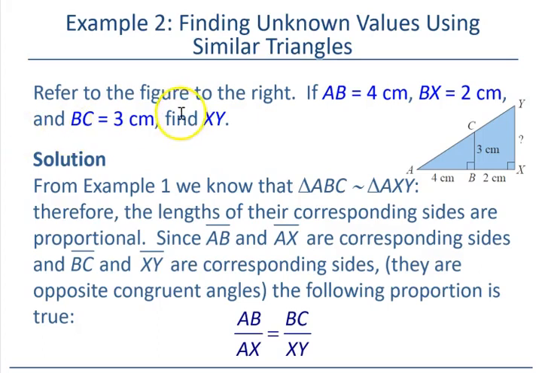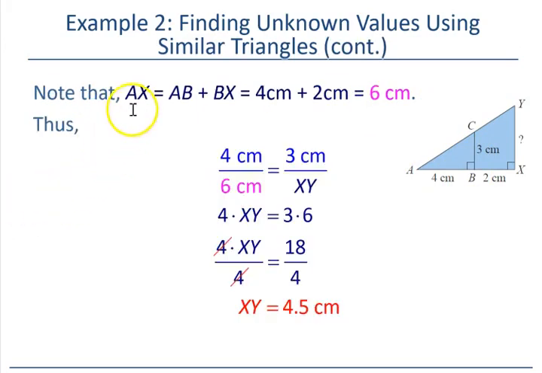Refer to the triangle on the left here. Notice AB equals 4 centimeters, BX equals 2 centimeters, and then BC is given. What is going to be XY? Once again, we're dealing with proportions. Let's come over here where they show it to us. We're still dealing with proportions here. You can multiply this here and you're going to get the 18. That's what they get here.